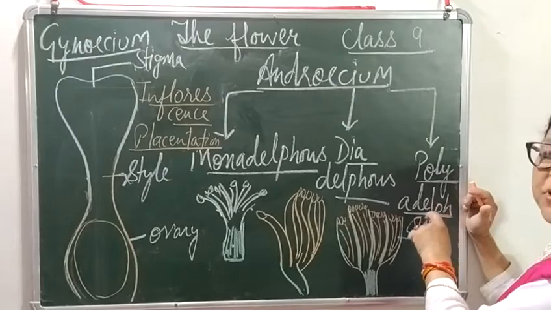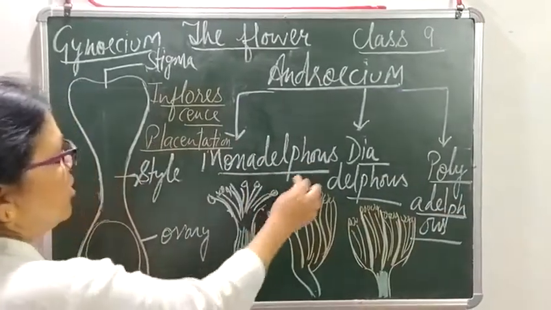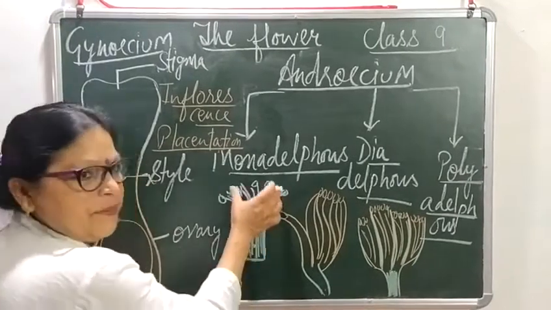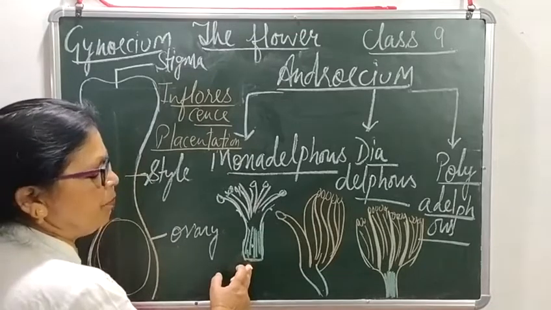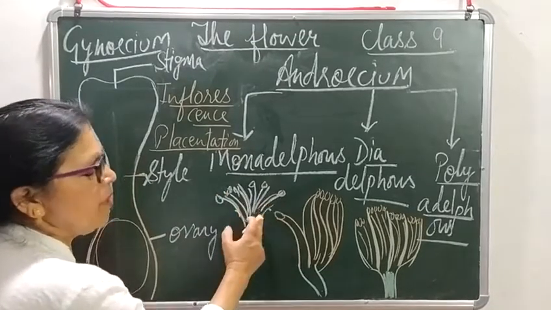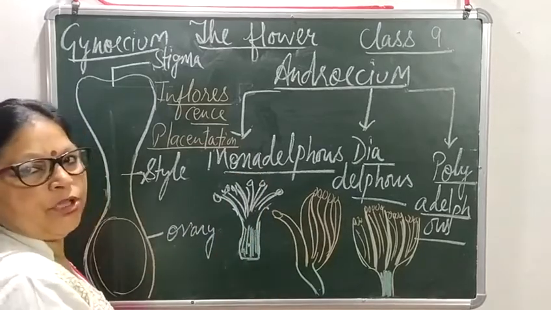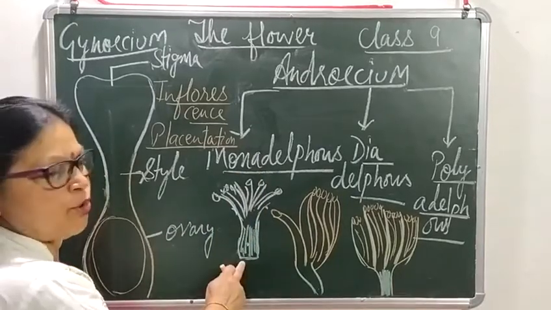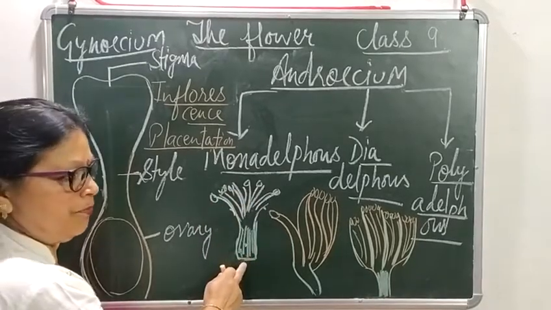Delphous represents the stamens. Now see here, in monadelphous, all the stamens will be in one single group, and the condition is known as monadelphous. In China rose or the hibiscus, all these stamens are together in one group.